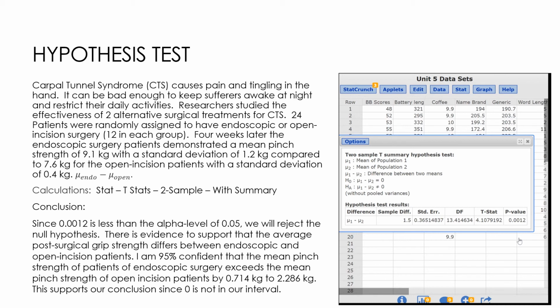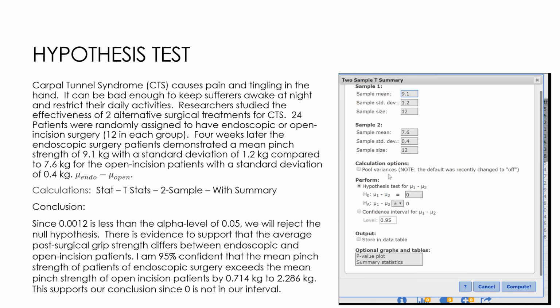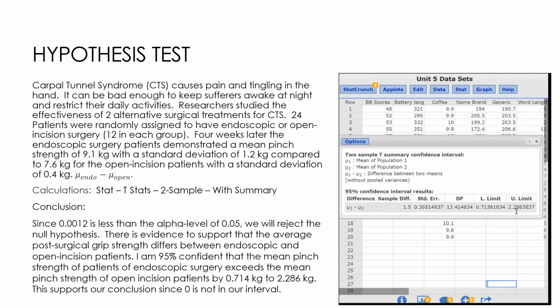I'm 95% confident that the mean pinch strength of patients of endoscopic surgery exceeds the mean pinch strength of open incision patients by 0.714 kilograms to 2.286 kilograms. This supports our conclusion since 0 is not in the interval. Again, those two values were found when I did the confidence interval previously of 95% and found those two values.